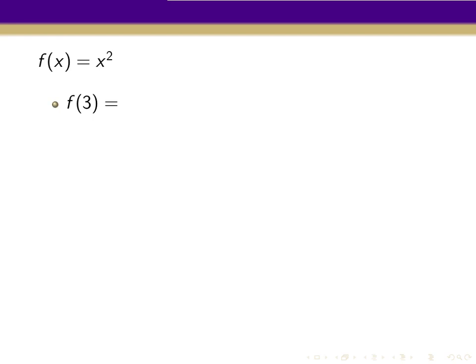So if we plug 3 into the function, 3 goes into x, and we square it, and what do we end up with? 9. Similarly, if we plug in -2, out of the function is what we get when we square -2, and -2 times -2 is 4.